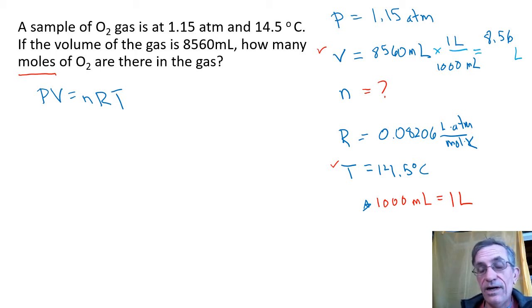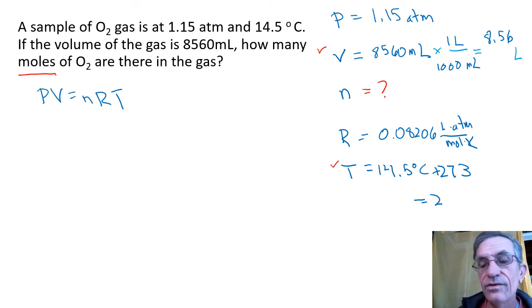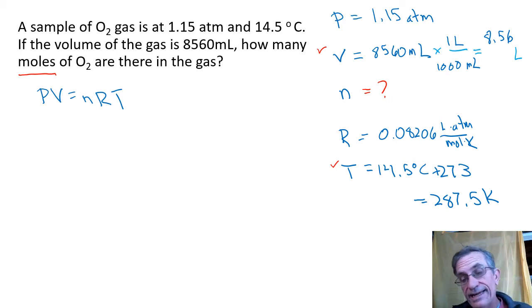Now, there's one other problem, which is that the temperature is in the wrong unit. It's in Celsius. It's supposed to be in Kelvin. So how do you convert it to Kelvin? You add 273. If you add 273, let me check my notes here, it works out to be 287.5 Kelvin. All right, so now I think we got everything. We got those four other numbers. We're solving for moles, so that's okay. We can solve for moles, and we got everything in the right unit.